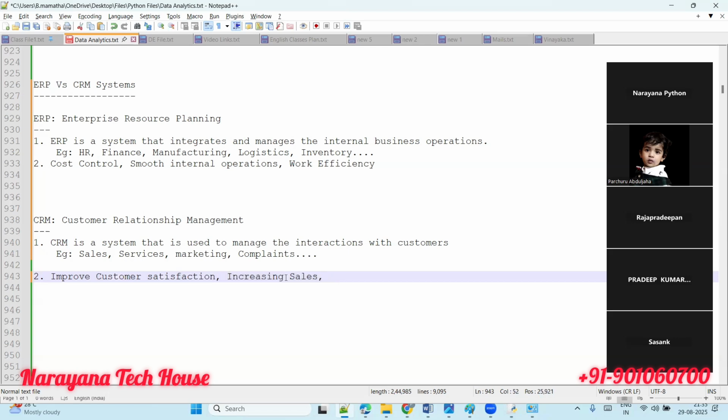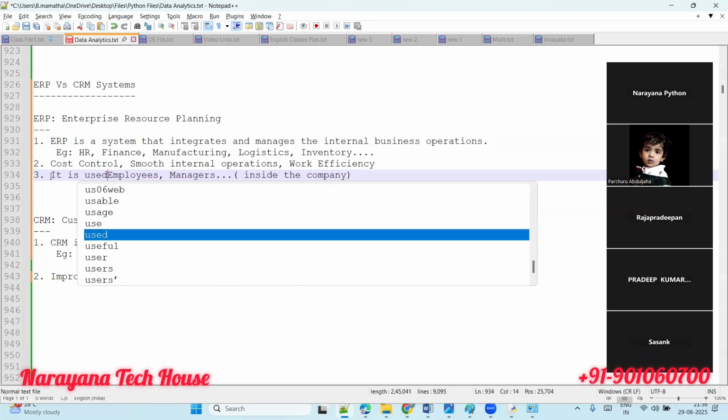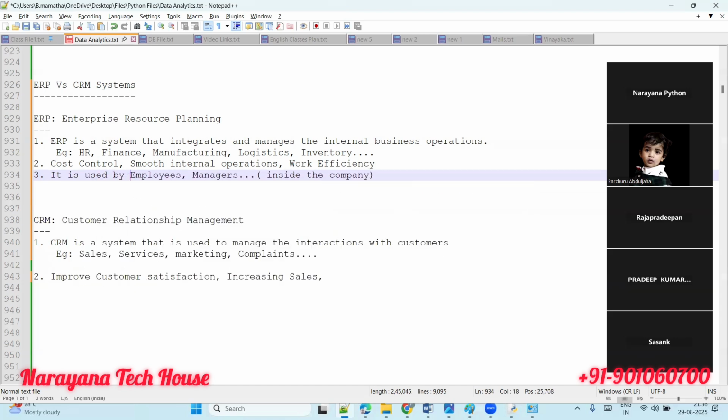And so what I told here: healthy relationship and customer satisfaction, increasing the sales. These are the goals of which one, guys? CRM systems. The goal of the data maintained in the CRM systems. It is used by whom? Used by employees or managers, or admins, guys. The people who are inside the company can use which one?